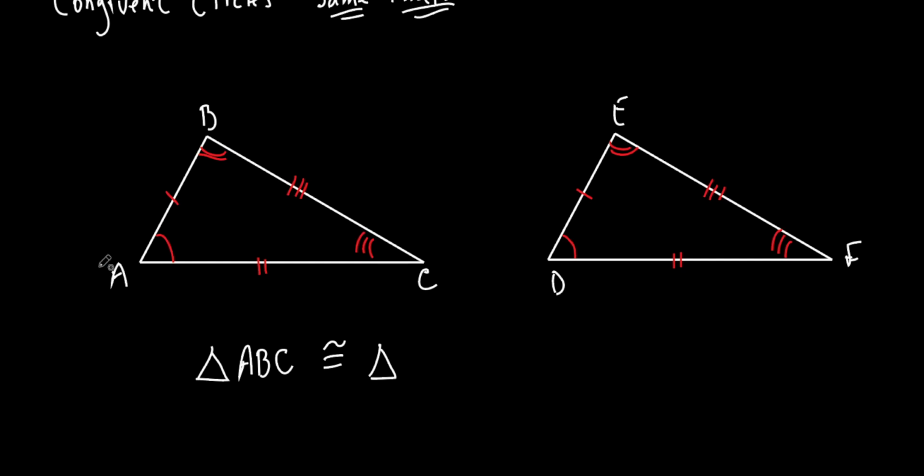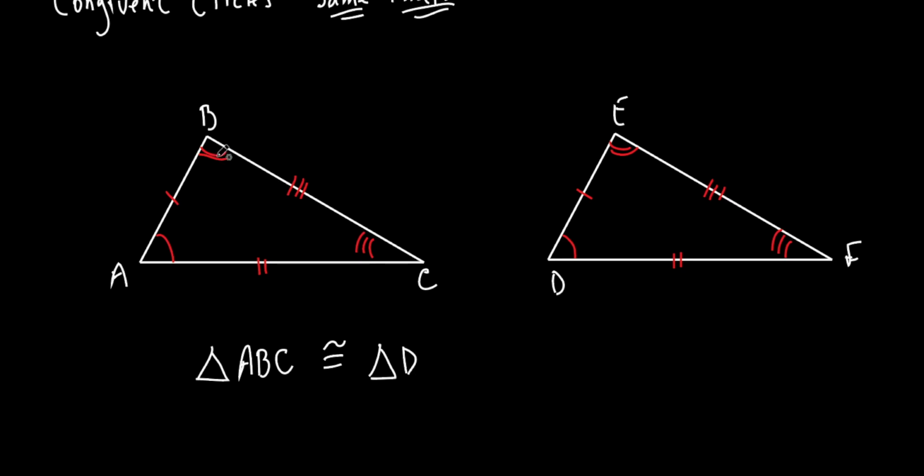I could call this first one anything. So what do you think? If I call this A, B, and C, what do you think I would call this one? Yeah. Is it just because it's in alphabetical order? No. It's because the A matches up with what? The D. Everybody see that? So if A is first here, what has to be first here? The D.